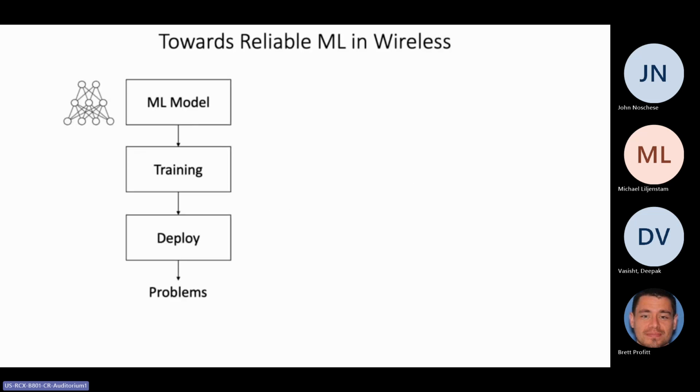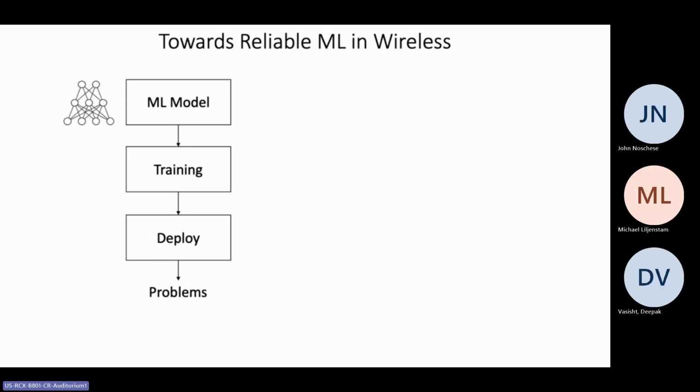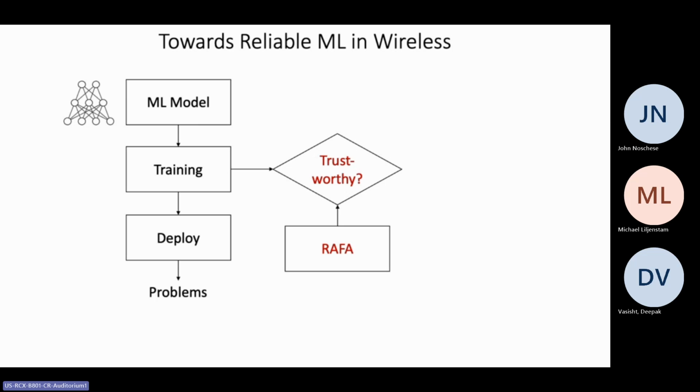What we want to do is use our system called RAFA to improve the training process. So typically the training process looks like this. You build a machine learning model through training, and then you deploy it in the real world. And when you deploy it in the real world, you find these problems, right? We want to find these problems before you deploy it. So during the training process itself, we want to ask, is this a trustworthy model, by using this adversarial attack? And if it is not, then we want to update the training.